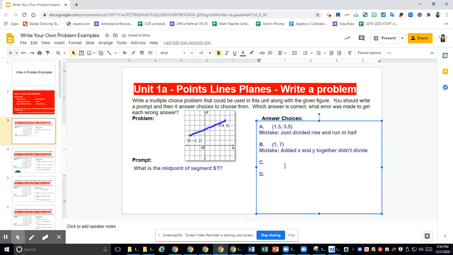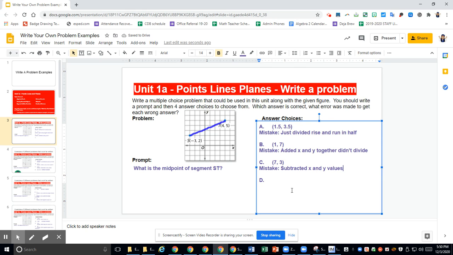We didn't divide them in half. Okay. Let's see, what else is something we could do? What if instead of adding our x's and our y's together, we subtracted them and we did 4 minus a negative 3 and 5 minus 2, right? 4 minus a negative 3 is really 4 plus 3. And 5 minus 2 is 3. So here my mistake was we subtracted x and y values.